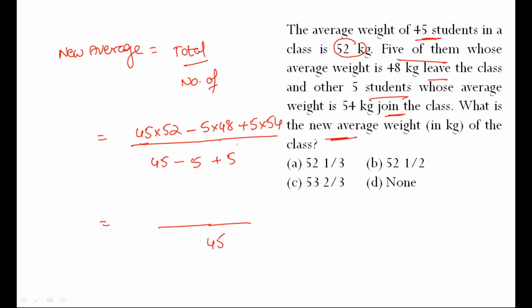45 into 52 minus 5 into 48. Why that happened? Why minus? Because they leave. Why plus now? Because they added. Now don't try to multiply at all. Again, don't waste your time, my dear friends. 45 into 52 minus, okay, I will say take 5. This is, see that here 5 into 54. This is 5 into 48. Okay, I'll take 5 common. We'll get 54 minus 48, nothing but 6.